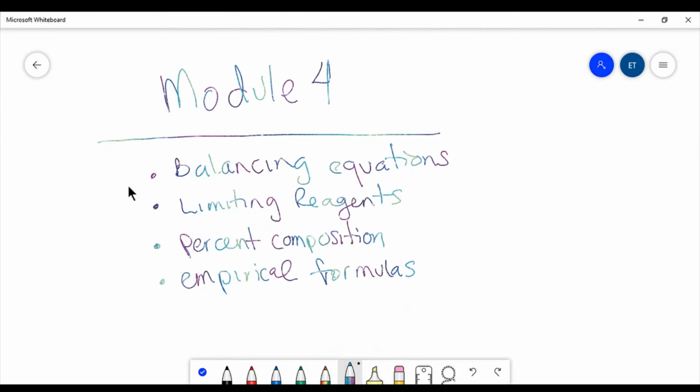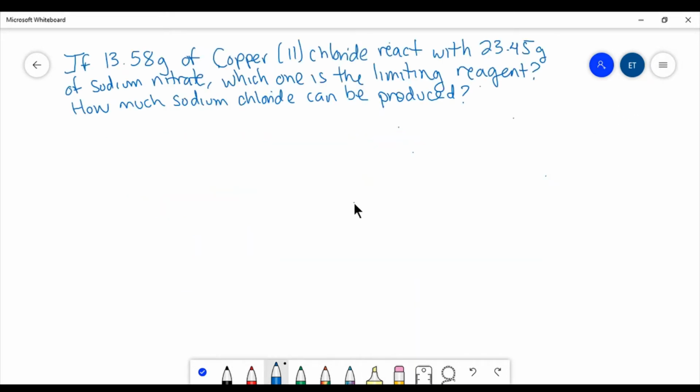Okay, so we already covered balancing equations. Now we are going to cover limiting reagents in this section. Okay guys, so for limiting reagents, what you're basically trying to do is figure out which of your reactants will run out faster.